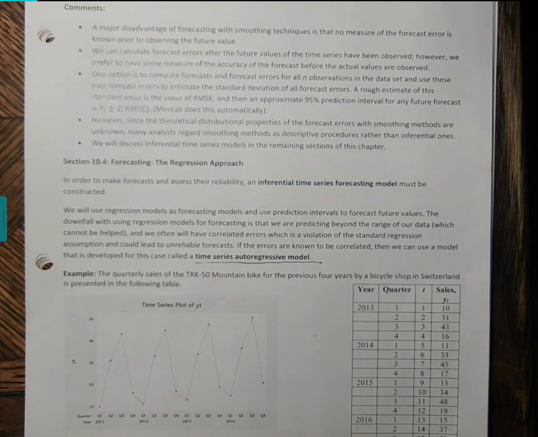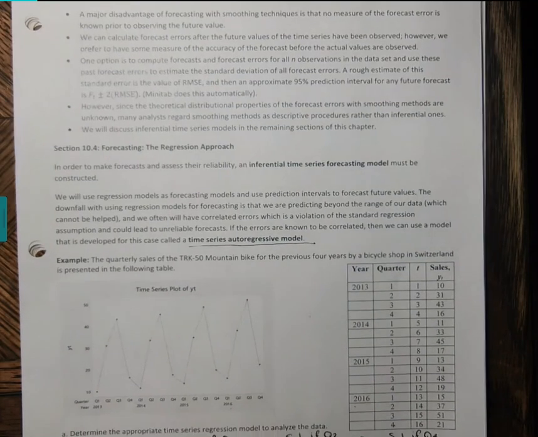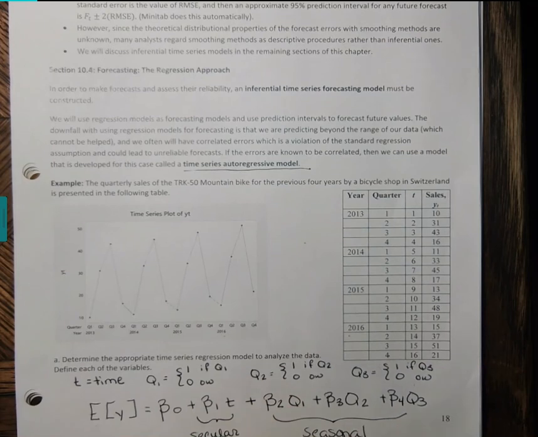All right, in section 10.4, we're going to focus on forecasting. This is going to be the regression approach to forecasting. The basic idea here is that we're going to use regression models as forecasting models. In other words, we're going to use the regression techniques that you've already seen to predict what's going to happen in the future when we have time data.